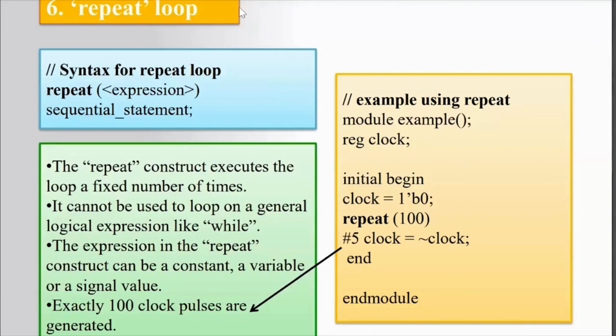Okay, let me recap whatever we discussed in the previous session. Can you tell me what is the difference between initial and always block? Both are procedural blocks, ma'am. Always is synthesizable and initial is not synthesizable.